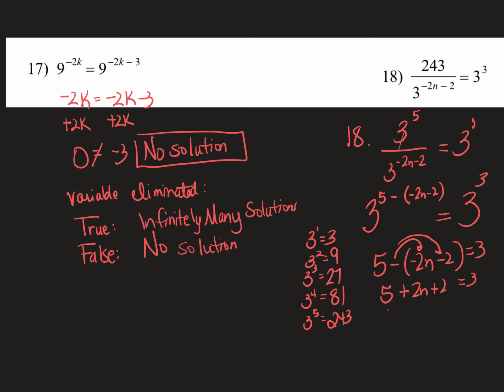I'm going to combine like terms. 2n plus 7 equals 3. Subtract 7. 2n equals negative 4. Divide by 2. N equals negative 2. That's my answer to number 18.